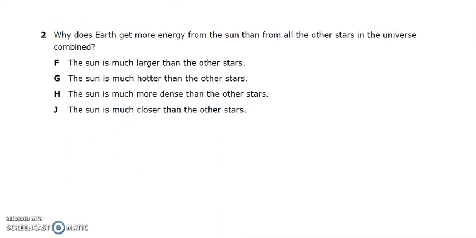Number 2. Why does Earth get more energy from the Sun than from all other stars in the universe combined? F. The Sun is much larger than the other stars. G. The Sun is much hotter than the other stars. H. The Sun is much more dense than the other stars. Or J. The Sun is much closer than the other stars.